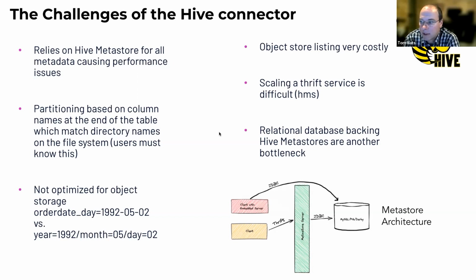And also object store listing is very costly. Every time you had to query a table, you had to go to, let's say, S3 if you're on AWS, or Azure, and ask for that listing of files. So every time you're querying, you're looking for these massive listings of files from the cloud provider, and that can get very costly. Scaling a Hive metastore is also very difficult, and the relational databases behind Hive metastores also turn into a big bottleneck. So we had something that worked out very well initially, but as we grew larger tables and more partitions, this just wasn't working out very well, especially with the move to the cloud. So, next slide.